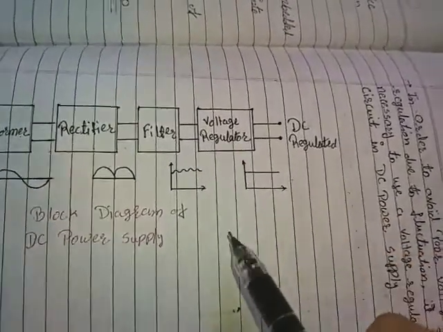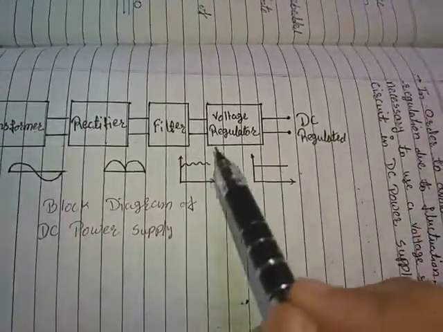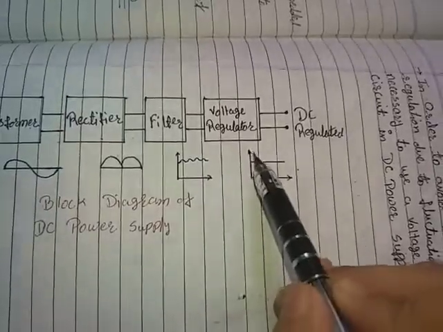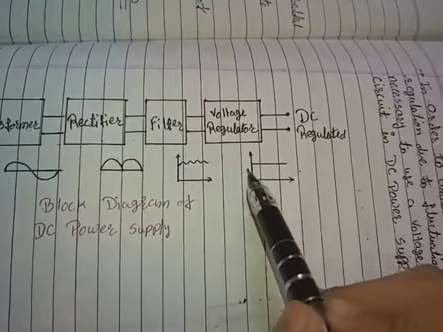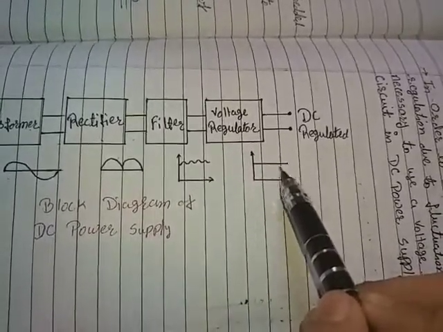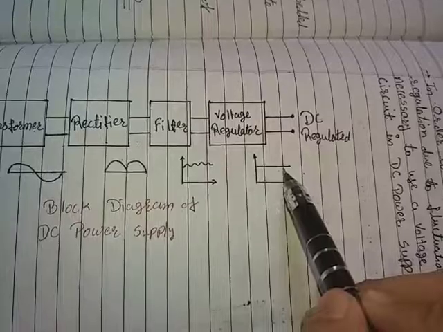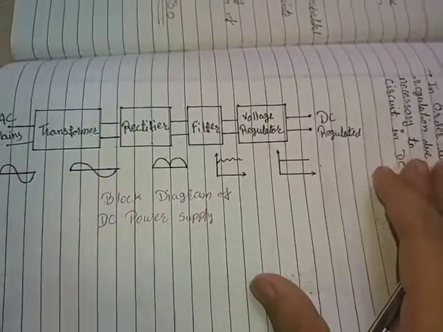Now the output of the filter is provided to the voltage regulator. What is the use of the voltage regulator? To give a constant output irrespective of the change in input. So here is the output of the voltage regulator, which is constant, which is a DC. Look at here, a DC, a straight line. This is how a power supply works.